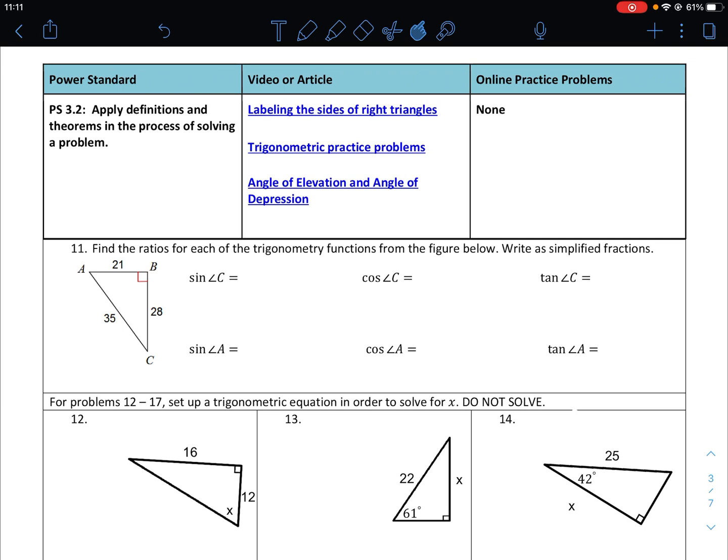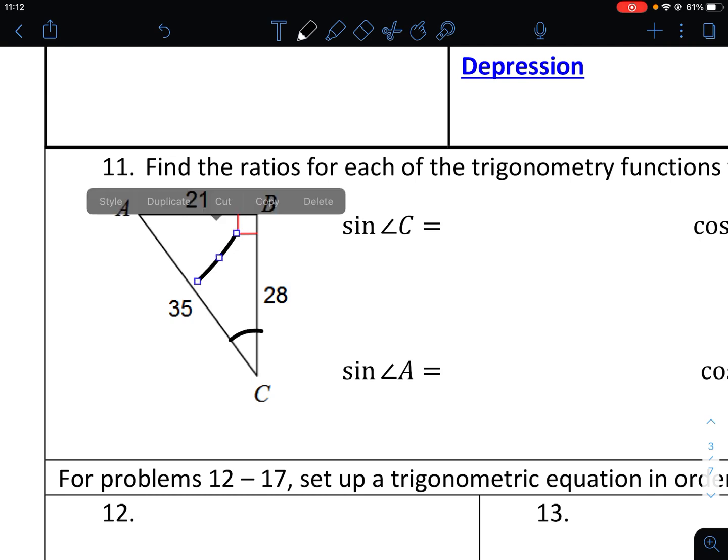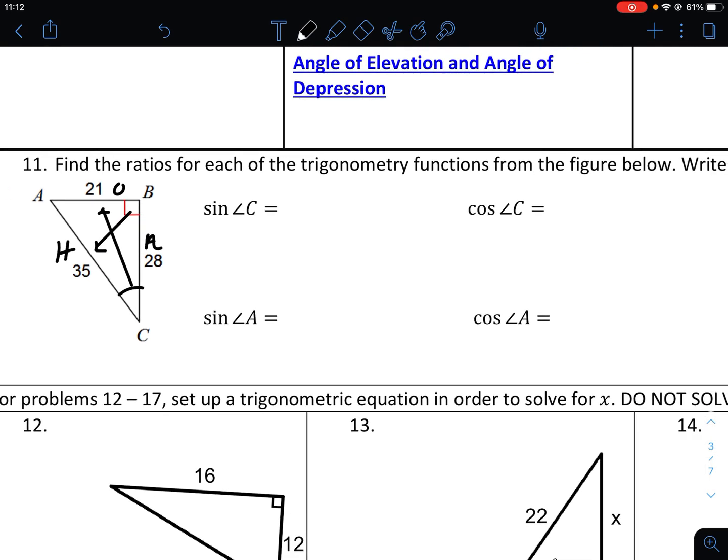From the figure below, write as simplified fractions. So for the top row, we're finding the sine, cosine, and tangent of angle C. If I start with angle C, remember, the hypotenuse won't change regardless of which angle we're looking from. The hypotenuse is always opposite the right angle. Here's our hypotenuse. And then from angle C, we've got opposite and adjacent, the 21 and the 28 respectively.